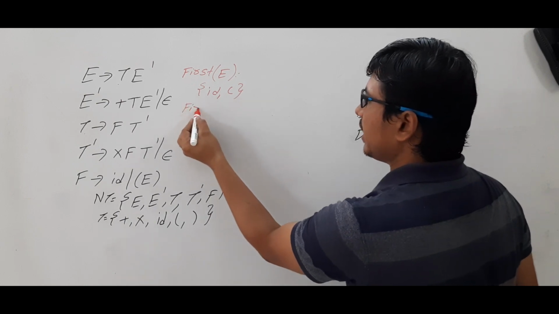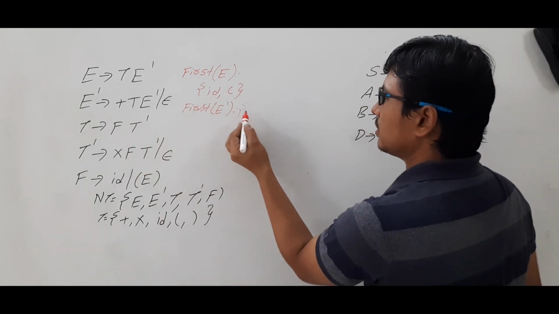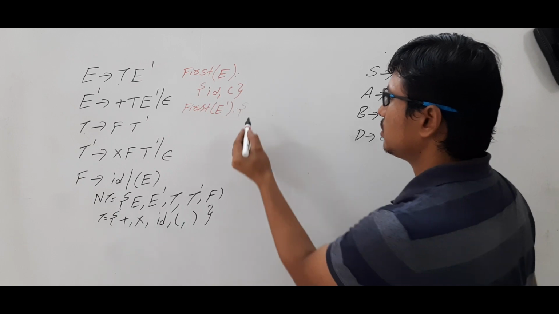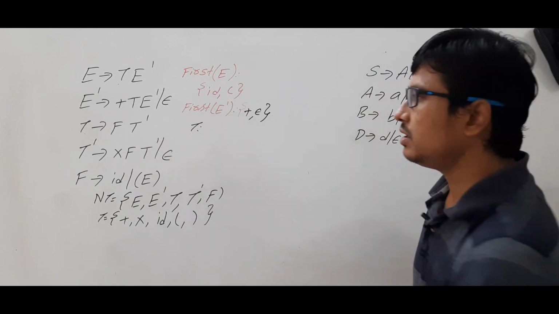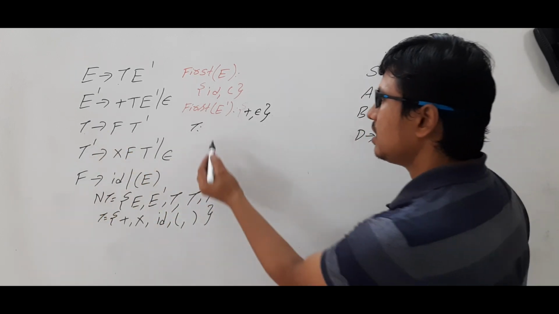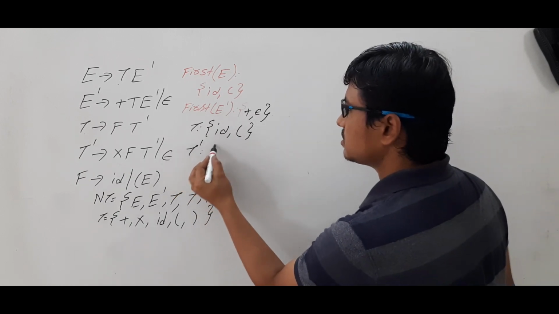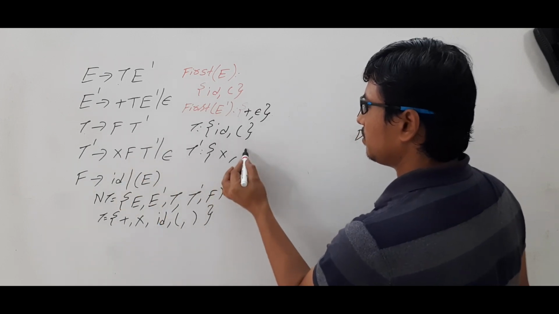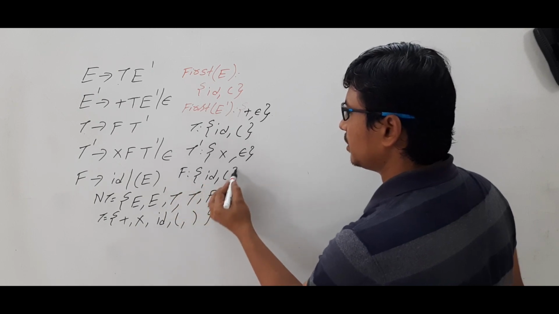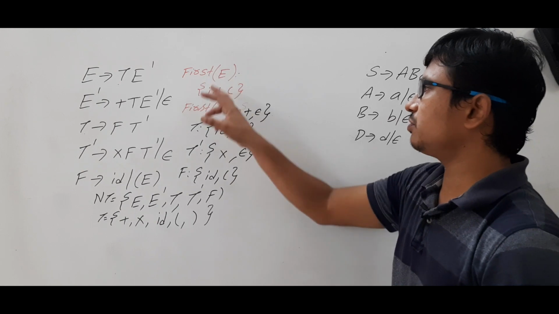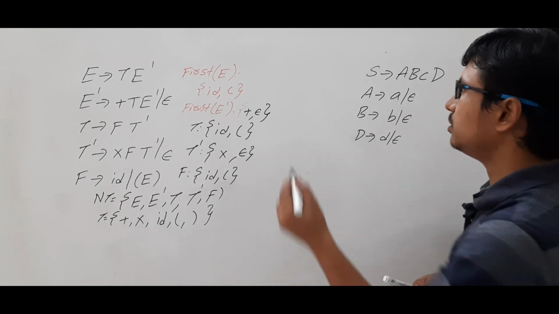Then first of E dash is equal to plus comma epsilon. And first of T is equal to first of F, and first of F is ID comma open braces. And first of T dash is equal to star comma epsilon. And first of F, which we just computed, is ID comma open braces. So this is the first of E, E dash, T, T dash and F. Now easily we can compute the follow.